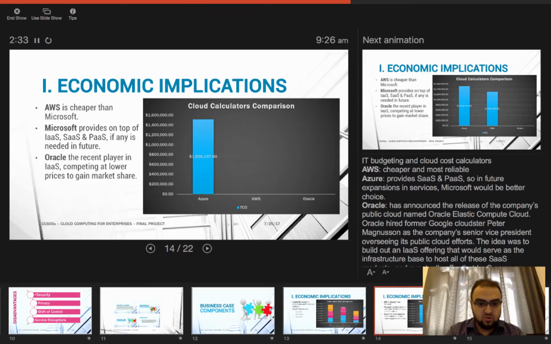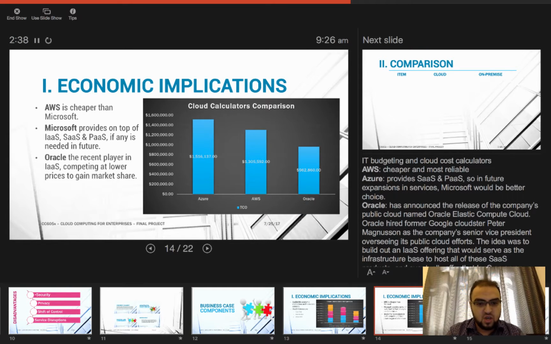So the total, without breaking down, we see here that AWS is $1.3 million, Azure is $1.5 million, and Oracle is $962K.